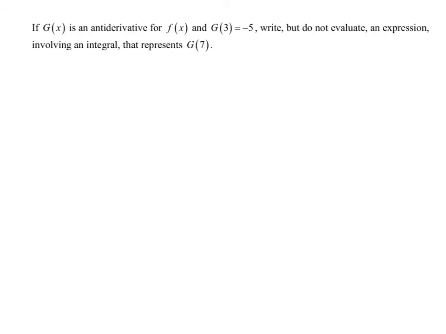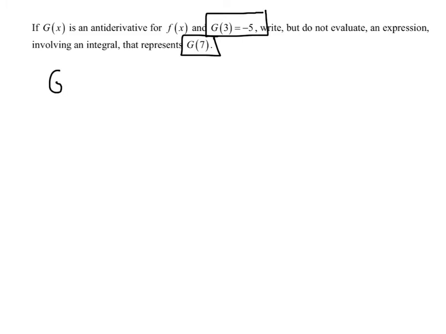All right, in our next example, they tell us g of x is the antiderivative for f of x, and g of 3 equals negative 5. But do not evaluate an expression involving an integral that represents g of 7. Are you starting to get the feel for these initial condition problems? They always give you something and then they want something. So let's keep this in mind.